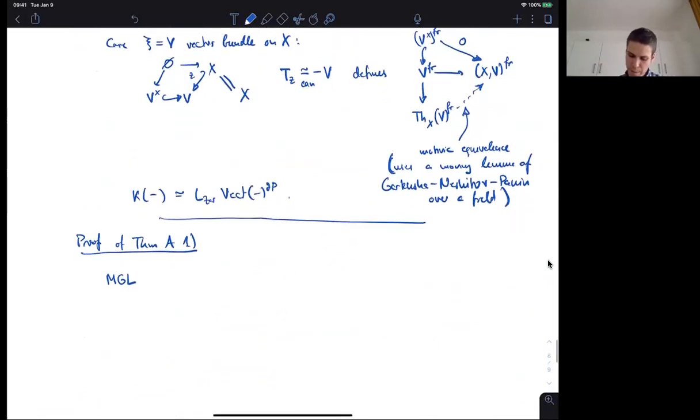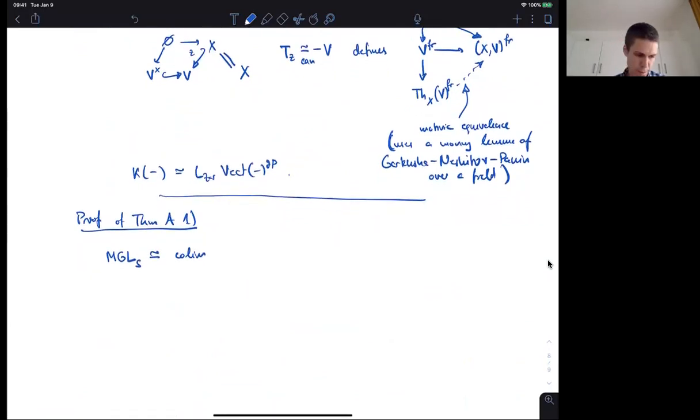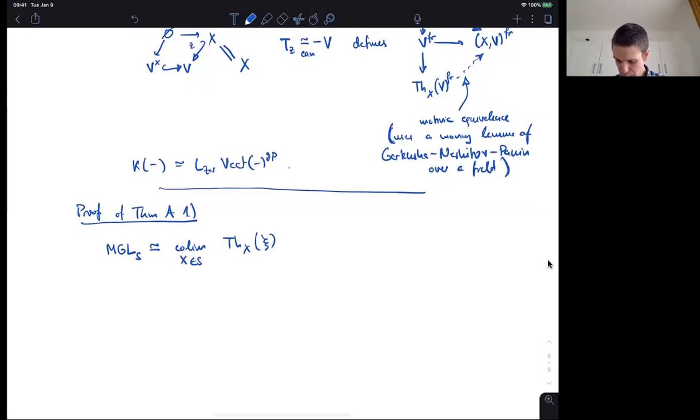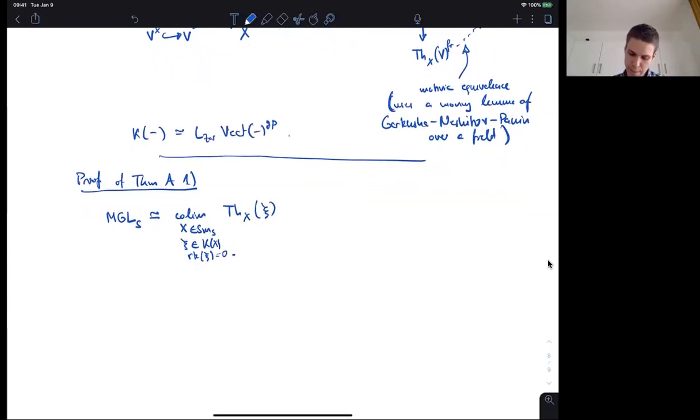So this motivic spectrum MGL can be written as this over S. So we use the following description of this motivic spectrum MGL. It's a colimit of all Thom spectra as X ranges over smooth S-schemes and C ranges over K-theory elements of rank 0 over X. So this is one way to present this motivic spectrum MGL.